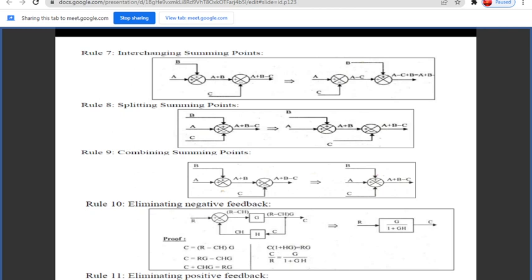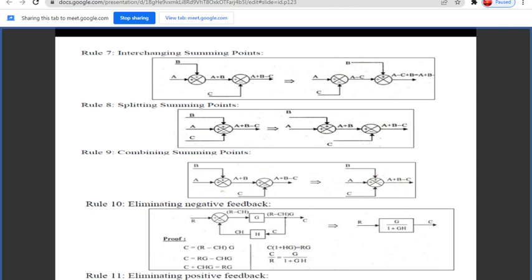But the reverse works too. That is, if we are combining the summing points, the same sign should be given here, and we can combine it as a single summing point. Next, rule number 10, the important rule in block diagram reduction, that is eliminating the negative feedback.